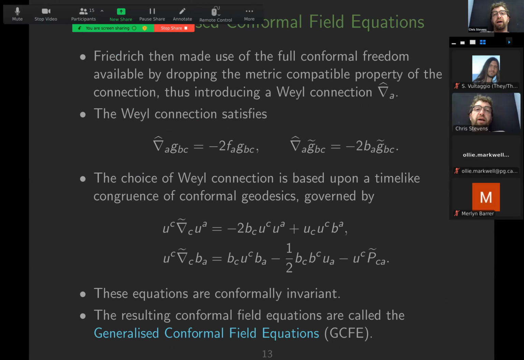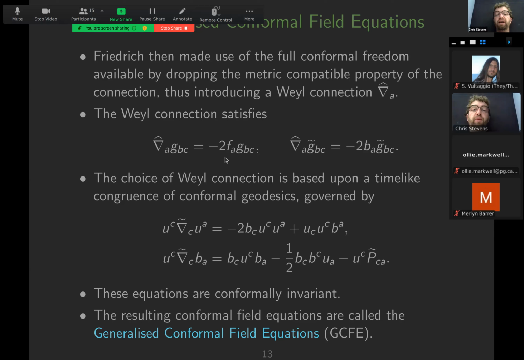So Friedrich continued his studies and said, well, why don't we drop our connection from being metric compatible to a Weyl connection? So you recall that metric compatibility means the covariant derivative of the metric is 0. So if we drop that and we have a Weyl connection with a hat here, if that acts on, say, the conformal metric, then you get the following here. So you get a class of connections that is fixed by this one form here, F. So if F is 0, we get the metric connection. And if it's non-zero, we get something else.